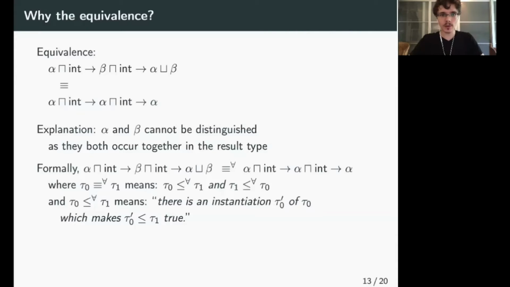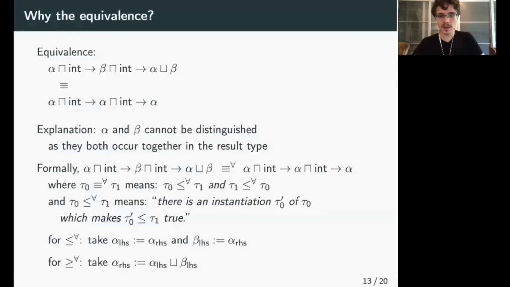the following variable assignments. Alpha is left as alpha and beta is taken to be alpha. This makes both types identical, which trivially means that the former subsumes the latter. For the other subsumption direction, we pick alpha to be the union of alpha and beta. Indeed, this instantiation is sufficient to show that the simplified type is a subtype of the original type.